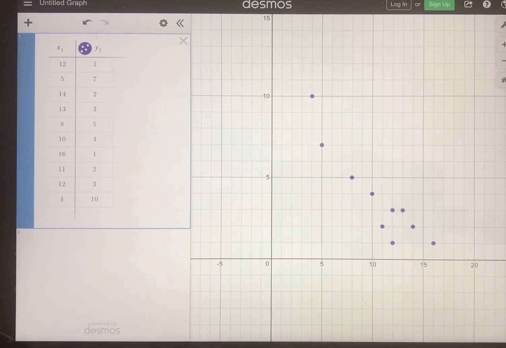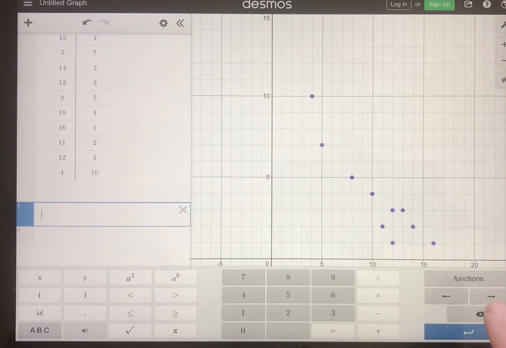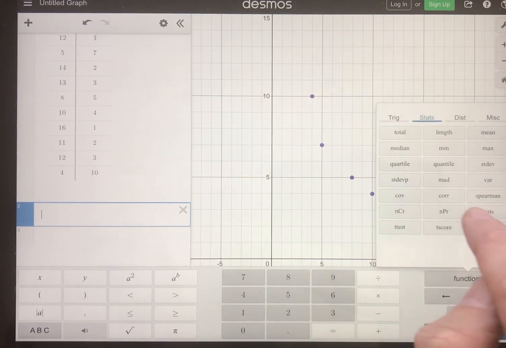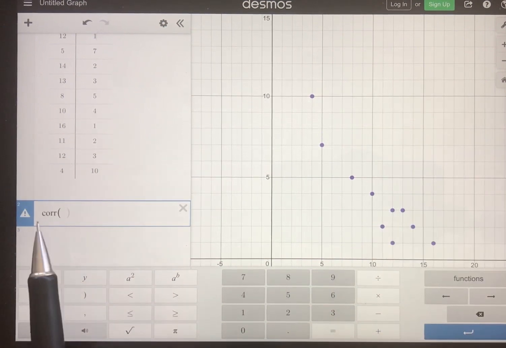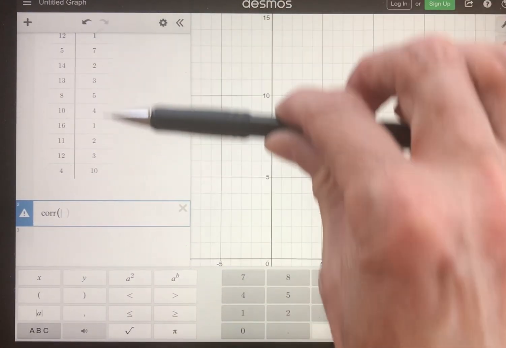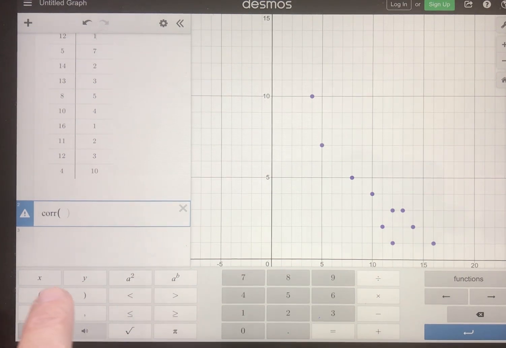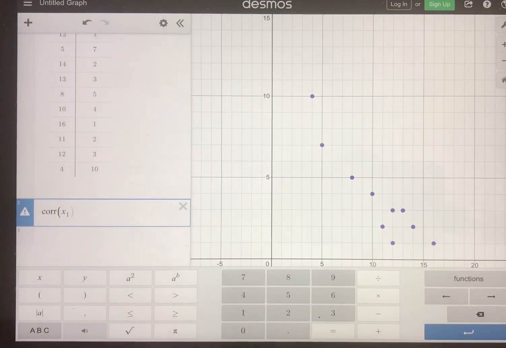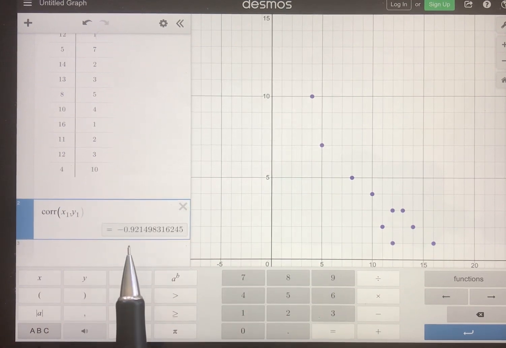Well, let's see what the correlation coefficient tells us. Okay, how strong? It's obviously negative. How strong is it? So I'll go here to row 2. I'll go back to the functions, and I'll choose correlation. And again, I want Desmos to calculate the correlation between x1 and y1 data points. So x1, comma, y1. And looky here. This is a negative 0.9 if I round it to the tenth.